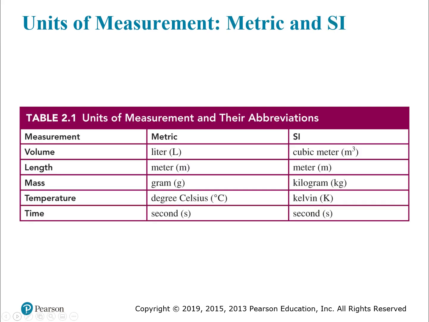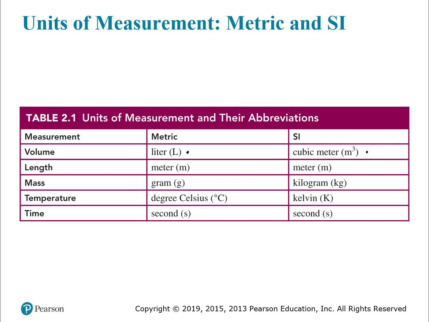So this table will be really handy for you. It's got the measurement, volume, length, etc., metric, and SI. Each of these is different, so they mean the same thing. For example, liter in the metric system, cubic meter in SI. We're using, it's the same thing, okay? There's the meter for both the metric system and SI. Gram versus kilogram. So it's very similar, right?